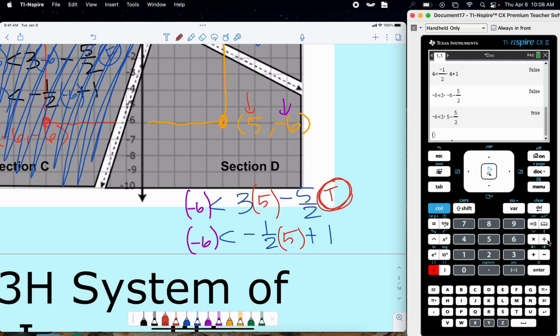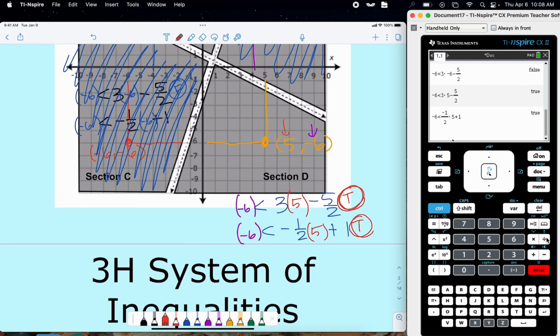Now let's try the next one. -6. Control equals for that symbol. Negative. Control divide for that fraction. 5 plus 1. Enter. True. So my answer would be section D, because they both came back true.